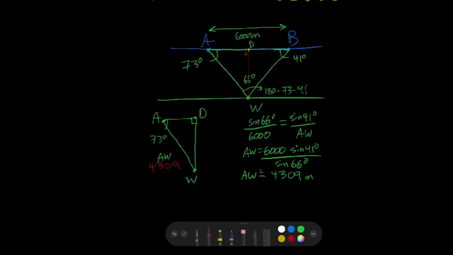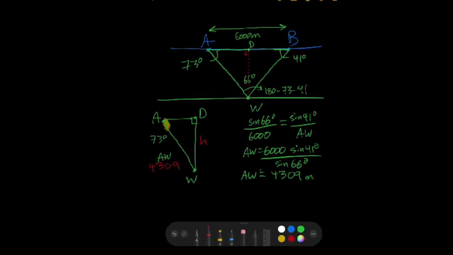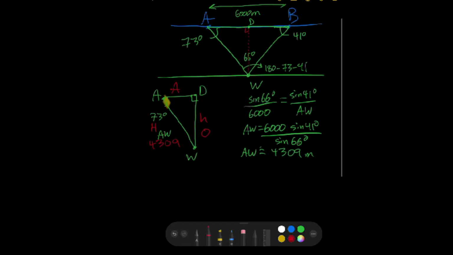Let's add our trigonometric labels to this triangle and see if we can figure out the missing information. This is my height, or my depth, side H, and this is my angle of consideration here. So let's label according to that: hypotenuse, opposite, adjacent. I know the hypotenuse, I want to find the opposite, so I'm going to use sine. Sine theta is O over H. Sine 73 degrees is O, my height, over H, which we found is my length AW, 4,309. So height is 4,309 times sine 73 degrees.